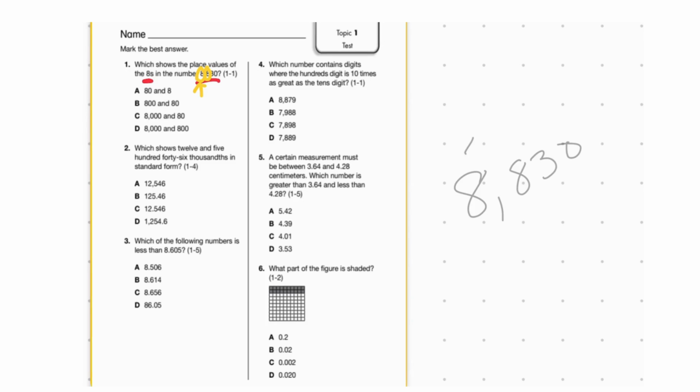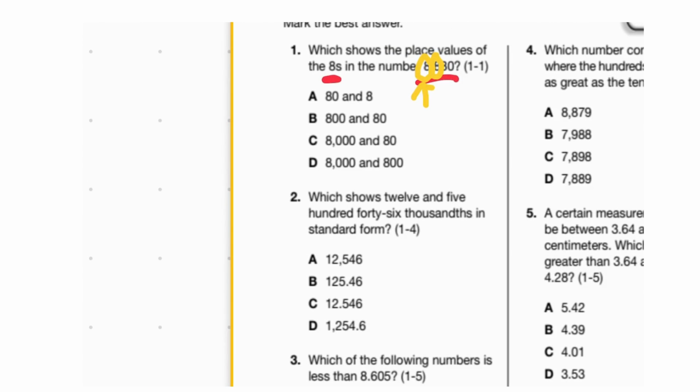8,830. We know that this is in the thousands place, this is in the hundreds, this is in the tens place, and this is in the ones place. So we know that 8 in the thousands place would be 8,000. And we know 8 in the hundreds place would be 800. So the one that would work would be C, 8,800.